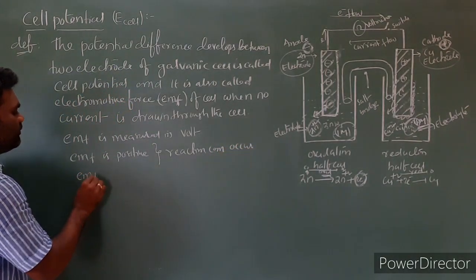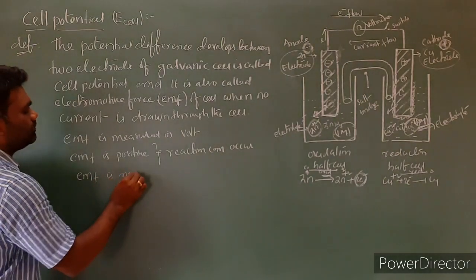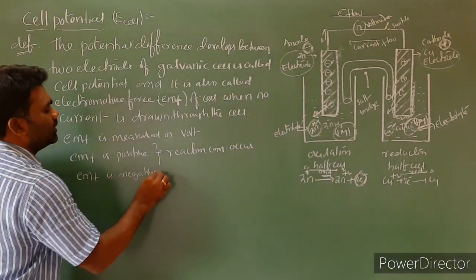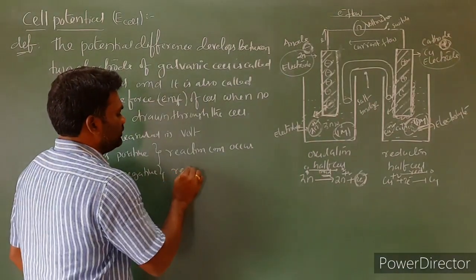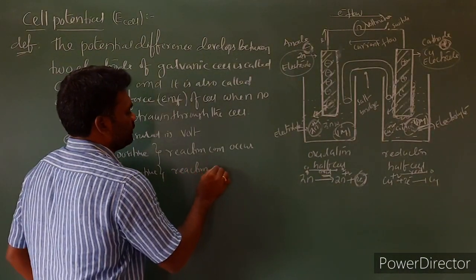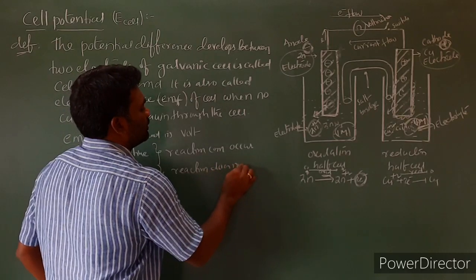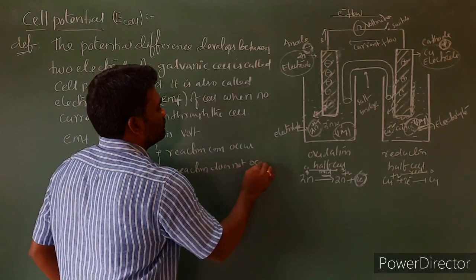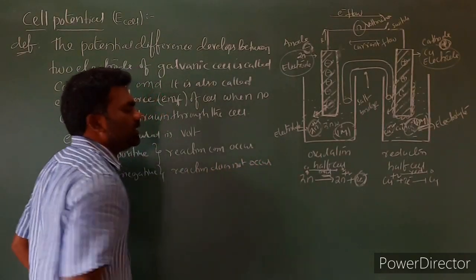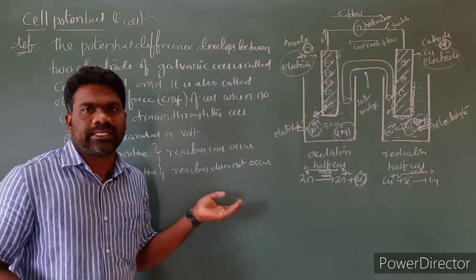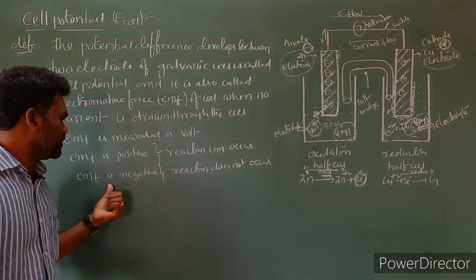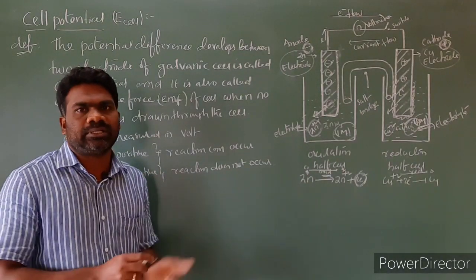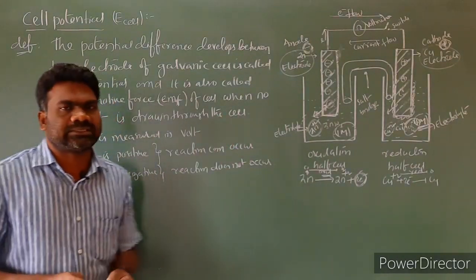If you get an EMF value that is negative, that means the cell reaction does not occur. The reaction does not take place. EMF positive, the reaction can take place. EMF negative, the reaction does not take place. The reaction cannot occur in a cell.